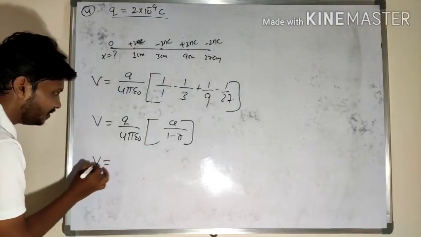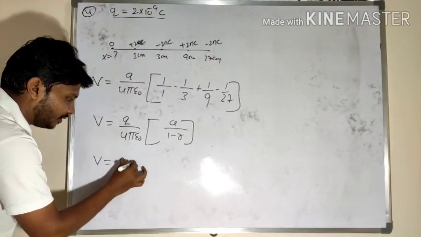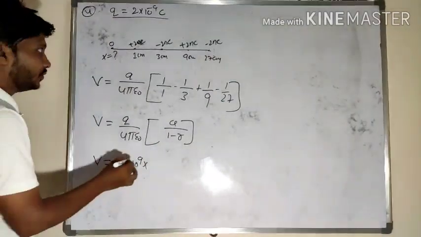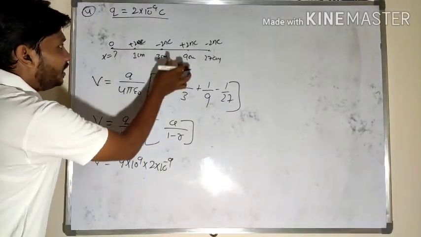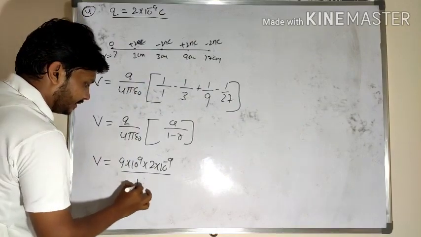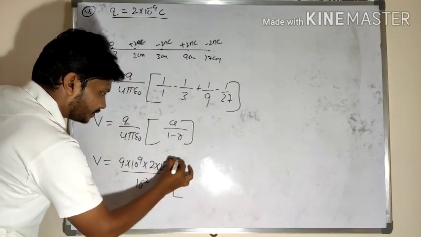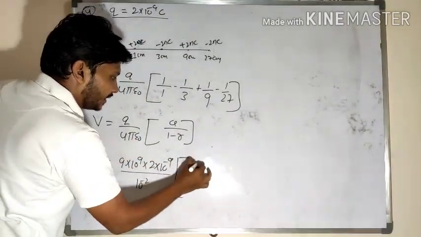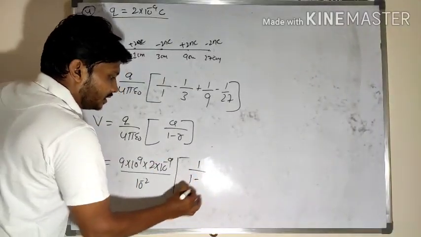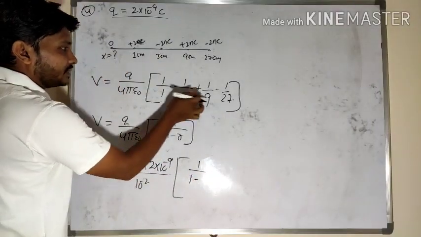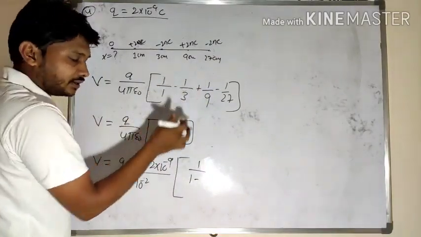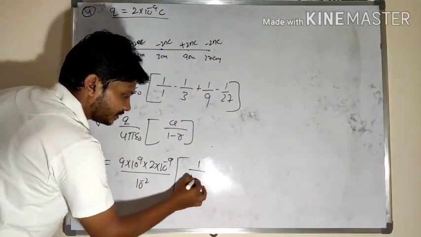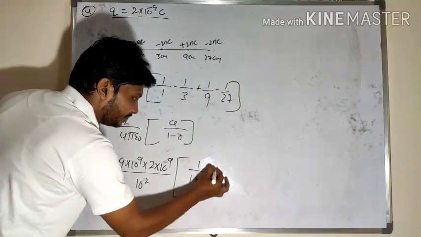Let me fill the values. 1 by 4 pi epsilon naught is 9 into 10 to the power of 9. Q value they mention is 2 nanocoulomb. Distance is in terms of centimeters, so I will take 10 to the power of minus 2 outside the square bracket. So a value is 1. What's the common ratio? 1 by 3 divided by 1, or 1 by 9 divided by 1 by 3. So the ratio is minus 1 by 3, minus into minus plus here.